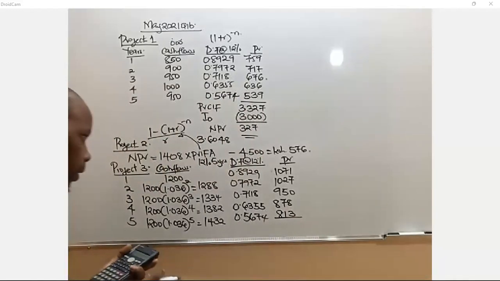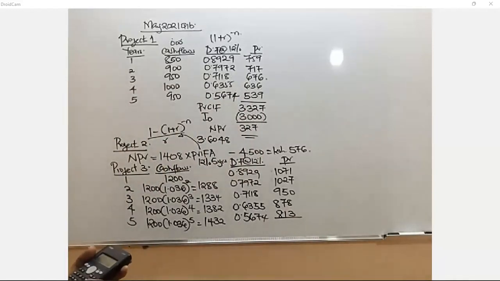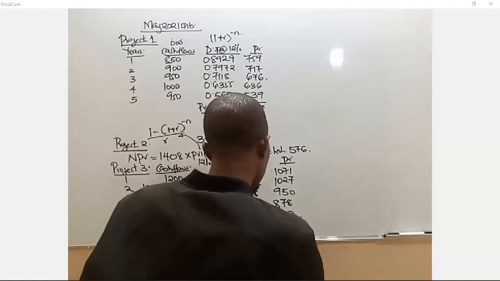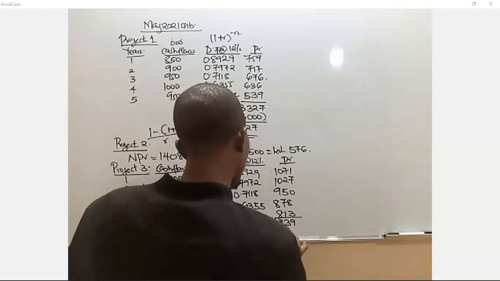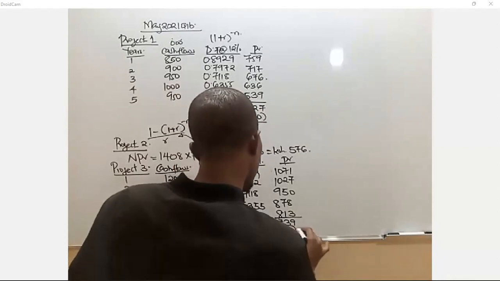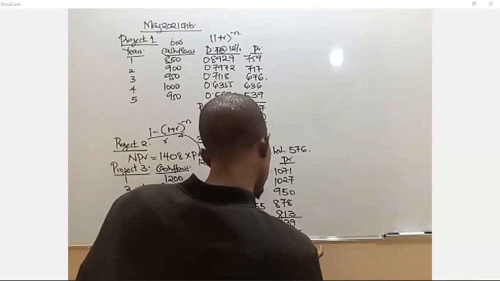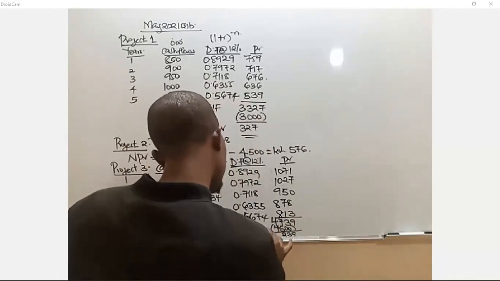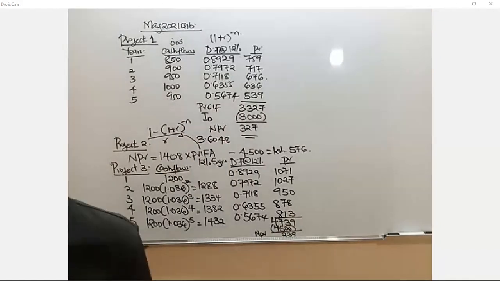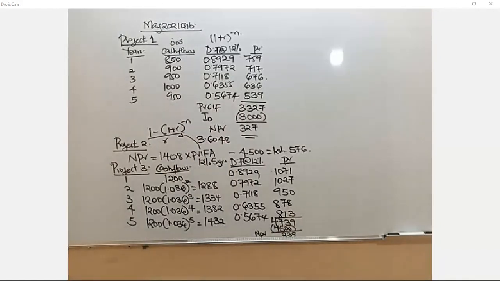How much is our total here? 1071 plus 1027 plus 950 plus 878 plus 813. I can see we are getting 4739. Let's subtract our initial outlay of 4500, and then we are getting around 239 as our NPV. 239 is our NPV.